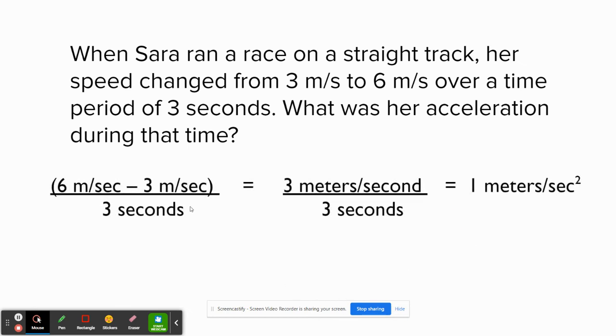Here's the answer. Here's how you would set it up. Final minus beginning, that's 6 meters per second minus 3 meters per second, divided by the time. 6 minus 3 is 3. 3 divided by 3 is 1, but did you get the unit right? Meters per second squared. Every 1 second, the speed is changing by 1 meter per second.